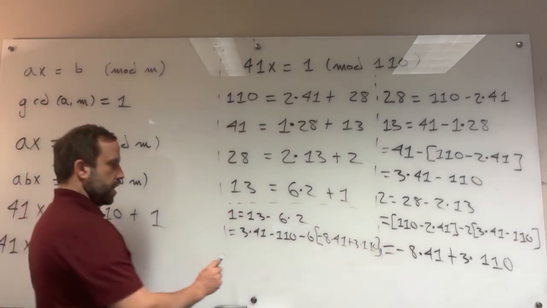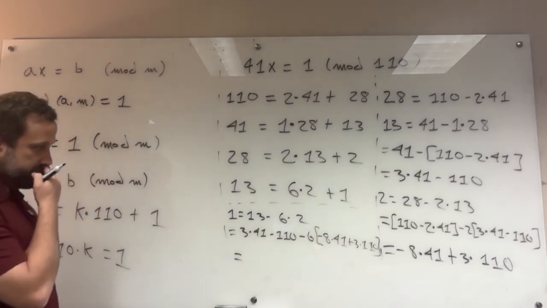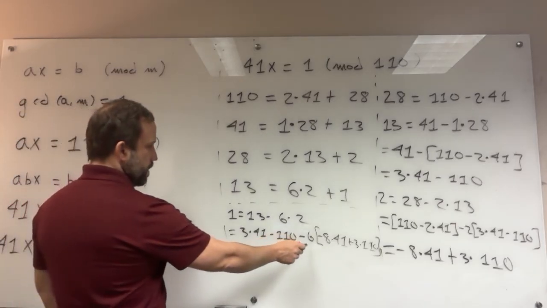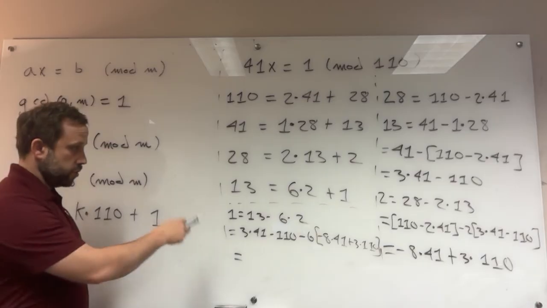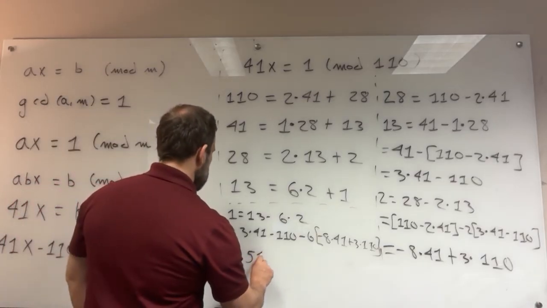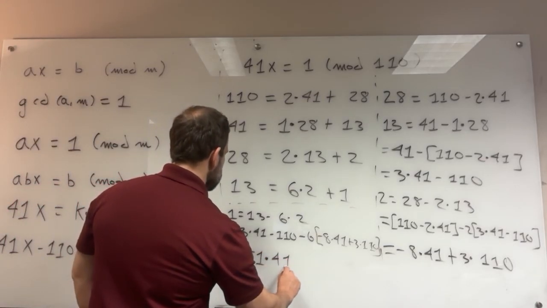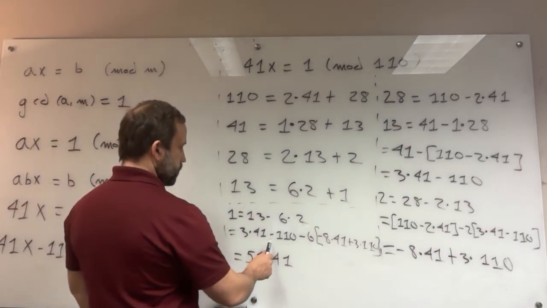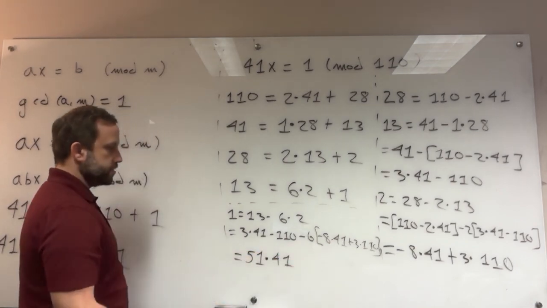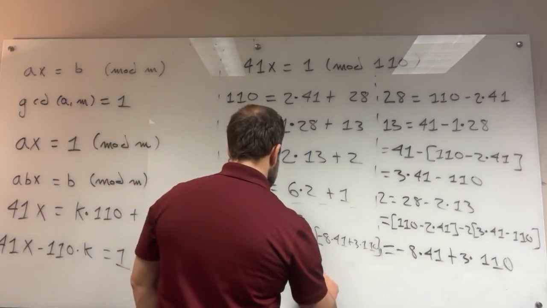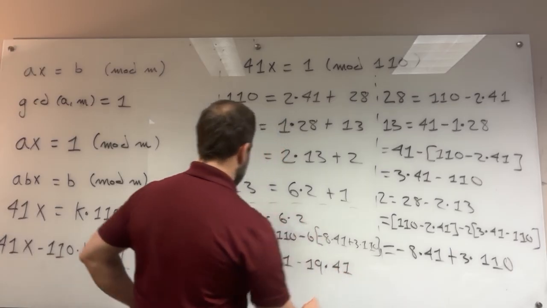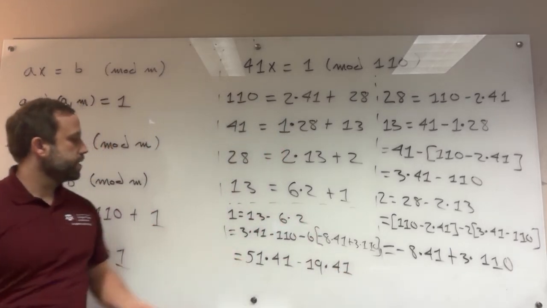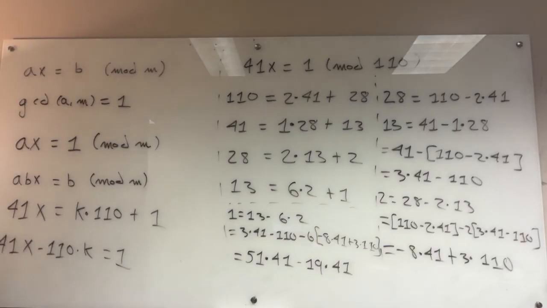Okay. And so now what's going to be the coefficient on 41? Well, I have 3 times 41, 6 times 8, that's 48. So 3 plus 48, that's 51. So it's going to be 51 times 41. And then for the 110, it's going to have a minus 1. 6 times 3 is 18, so that's going to be minus 19 times 110. So 1 is equal to 51 times 41 minus 19 times 110. So over here, we plug in x is equal to 51 and k is equal to 19.